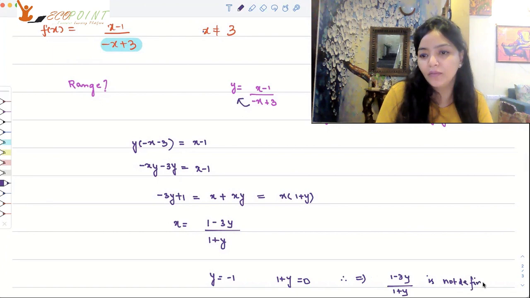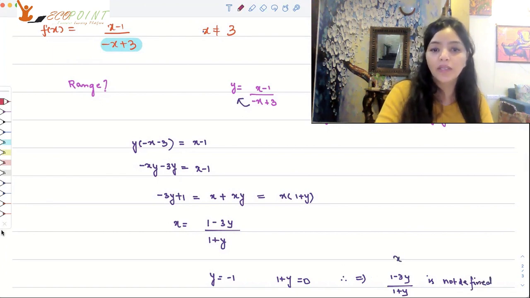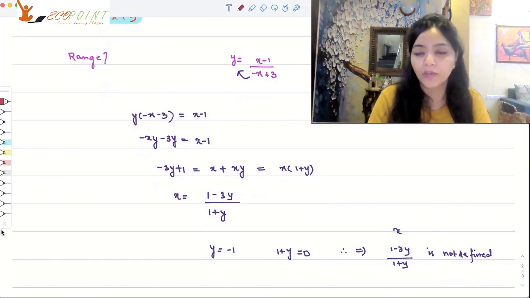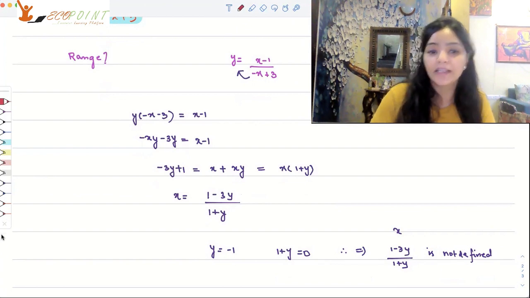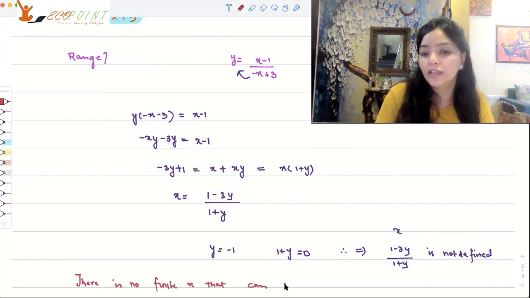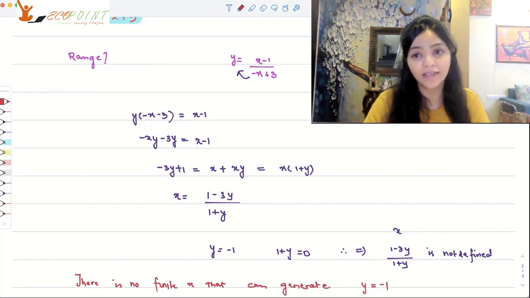What is this value? This value is x. So which means that when y would be minus 1, if you put y as minus 1, you're getting an x which is not defined. It's infinite, right? So hence there is no finite x that can generate y equals to minus 1. Because had there been an x which could generate y equals to minus 1, then I would not have got infinity here for the value of x.